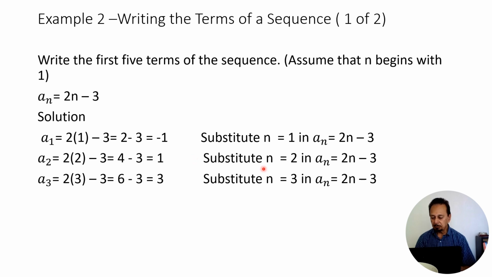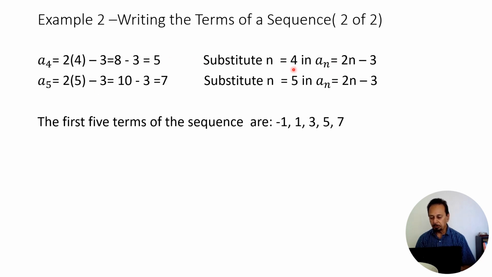To find the second term, we put n equals 2 in the formula. So this becomes 2 times 2 minus 3. 2 times 2 is 4. 4 minus 3 is 1. So the second term is positive 1. Now we put n equals 3 in the formula. So a sub n becomes a3, which becomes 2 times 3 minus 3. 2 times 3 is 6. 6 minus 3 is 3. So the third term is 3.